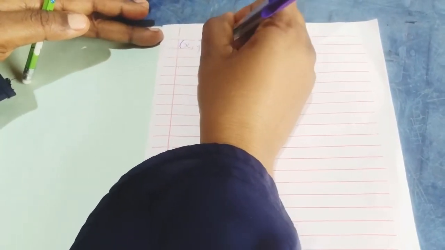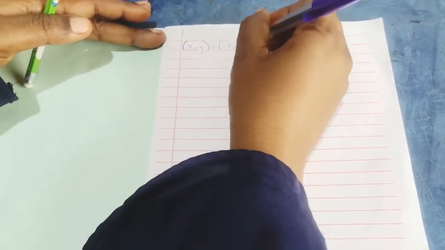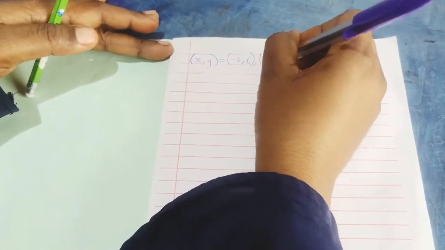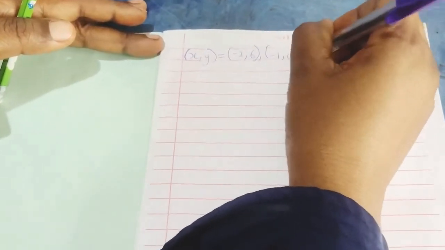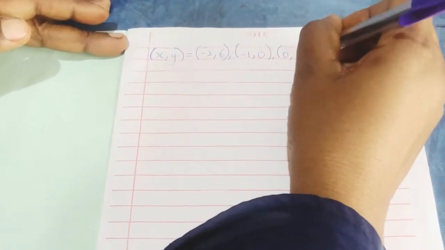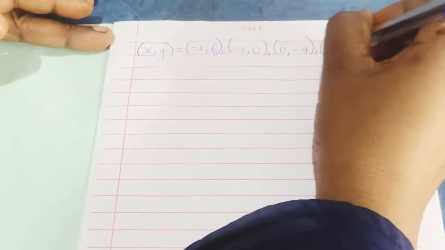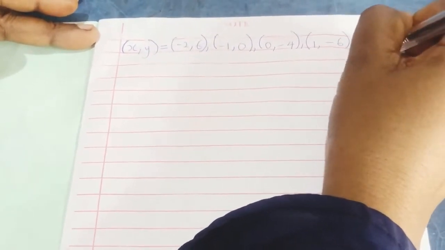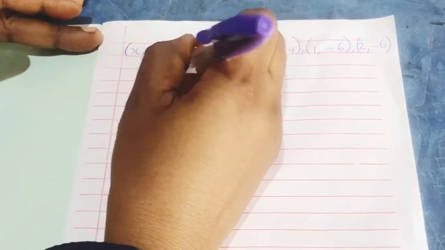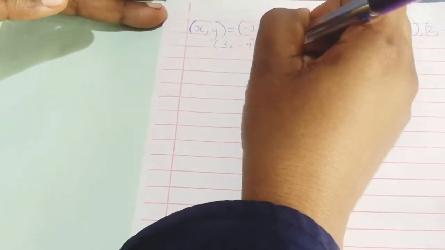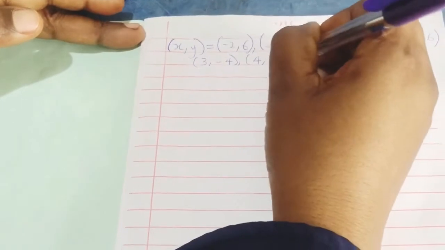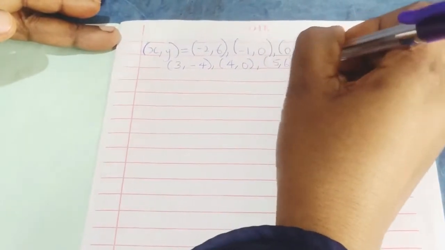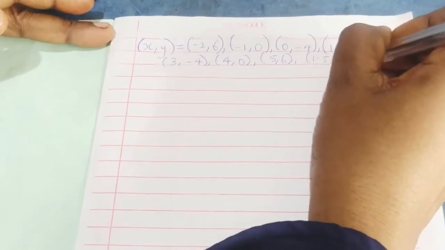The points that we want to work on are x, y. Minus 2, 6. Then minus 1, 0. 0, minus 4. 1, minus 6. 2, minus 6. 3, minus 4. 4, 0. 5, 6. And 1.5, minus 6.25. So those are the coordinates of the points that we want to work on.